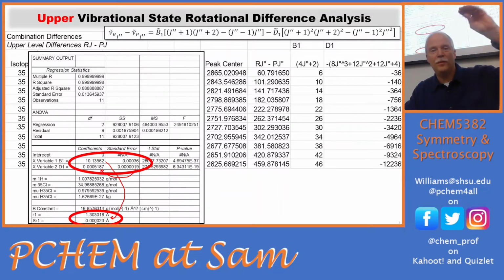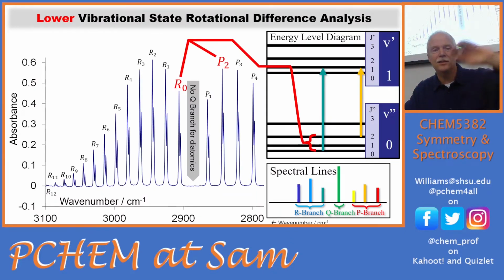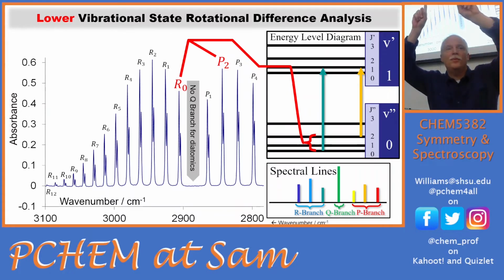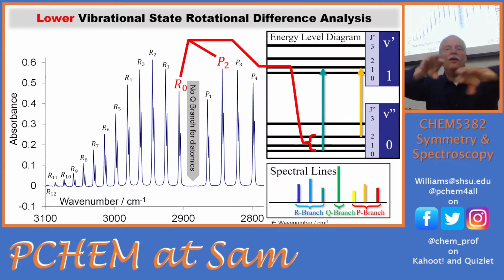So that's the upper vibrational state analysis. Let's look at the lower vibrational state analysis. So how could we get differences in the lower state? We need these arrows to hit the same upper level. And remember, our subscripts are the lower level quantum numbers.